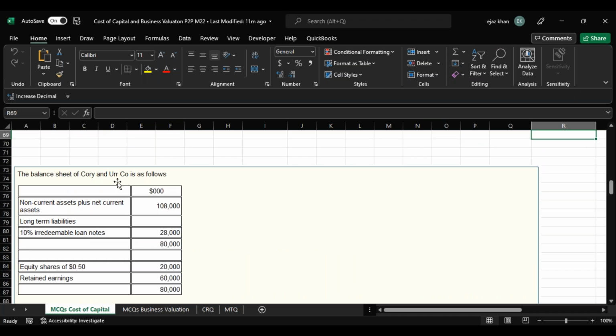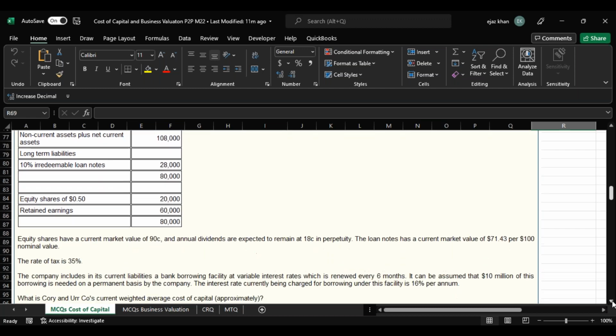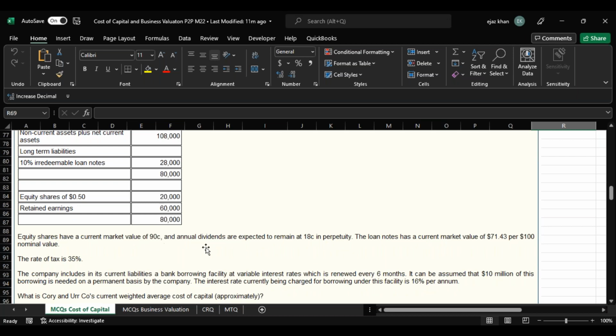The balance sheet of the Corey and Orr company is as follows: non-current assets, and we have long-term liabilities, irredeemable loan notes, equity, retained earnings. Equity shares have a current market value of 90 cents, and annual dividends are expected to remain at 18 cents in perpetuity. The loan notes have a current market value of 71.43 per $100 nominal value, and the rate of tax is 35%.